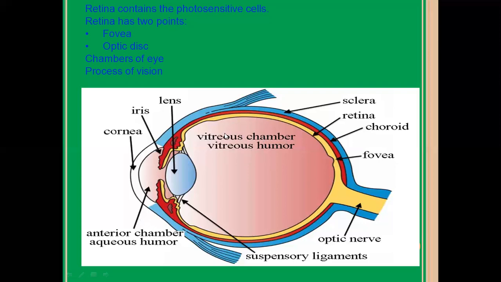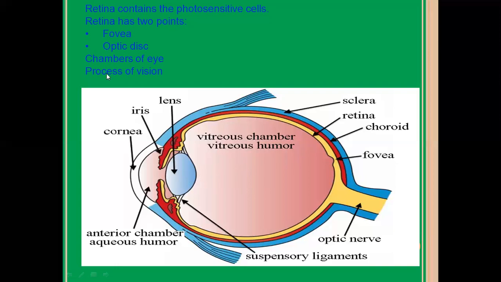Now, what about the posterior chamber? It is present between the iris and the retina, and it contains a jelly-like fluid. That's why it is known as vitreous humor. Is it clear? Now, what is the function of these chambers? They help to maintain the shape of the eye and suspend the delicate lens.